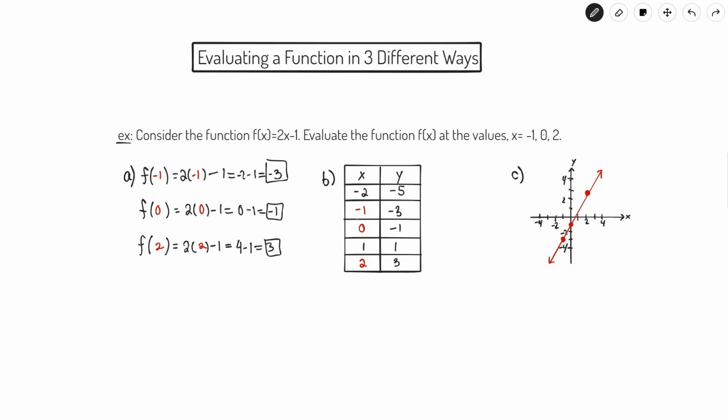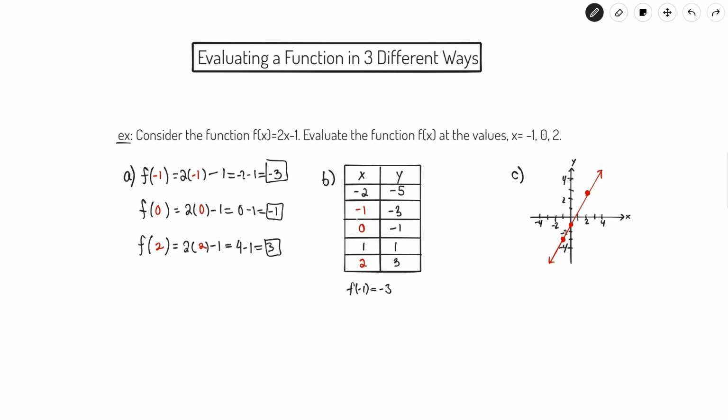But the main thing we're trying to understand is the fact that when I put a -2 into the function f of x, I get out a -5. When I put in a -1, I get out a -3. So the table told me that if -1 goes into my function, -3 comes out. The table evaluated it for me. All I had to do was learn how to read the table. And so I see that f of -1 equals -3 according to this table.